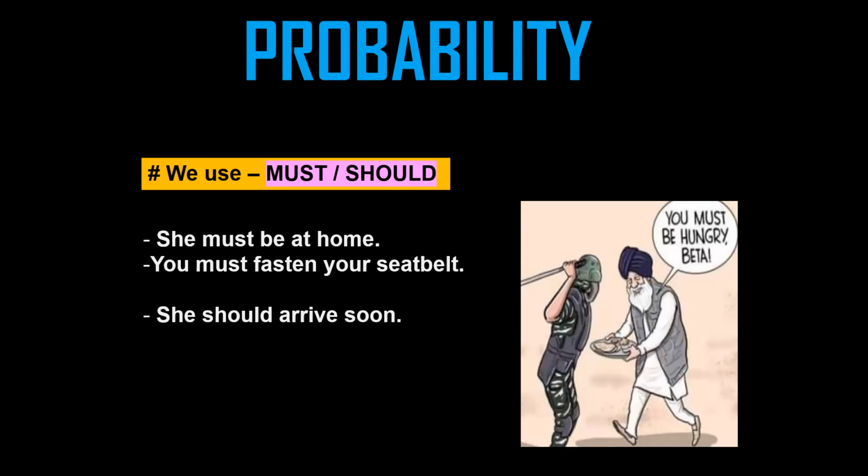Must और also should, for probability. Yes, this is also for probability. हाँ, प्रोबेबिलिटी ही अभी हमारा चल रहा है. Must और should. उसे घर पर होना चाहिए. प्रोबेबिलिटी है, वो घर पे हो भी सकता है, नहीं भी हो सकता है. He must be there.